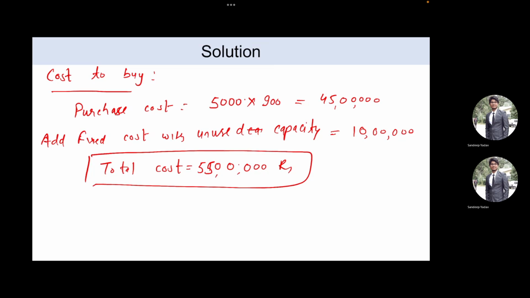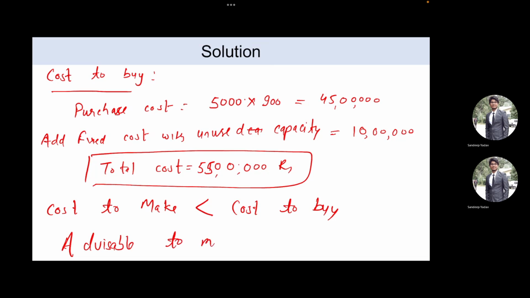So here we see the cost to make is lower than the cost to buy. Advisable. So it is advisable to make the product.